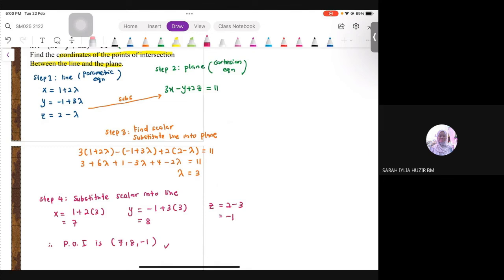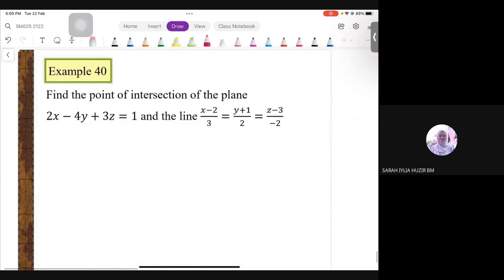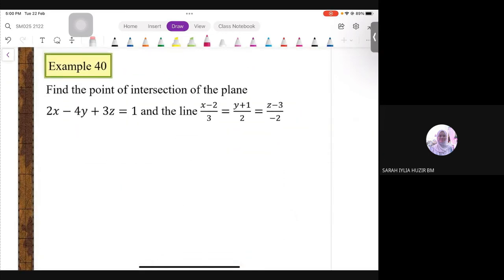Okay, so let's do the last example, another example about finding the intersection point between line and plane. Okay, so now our plane is in the form of Cartesian, and then the line is also in the form of a Cartesian equation. So remember just now, step number 1, we must transform the line into the form of a parametric equation. So this is a Cartesian equation. Remember, for a Cartesian equation, they basically rearrange that to make the scalar the main subject. So I just rewrite it back.